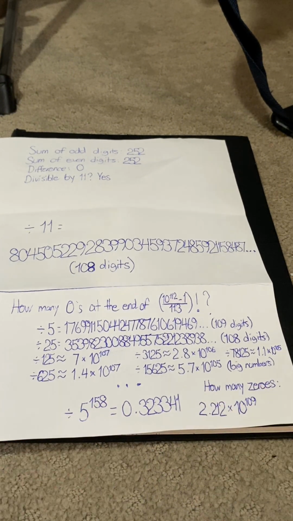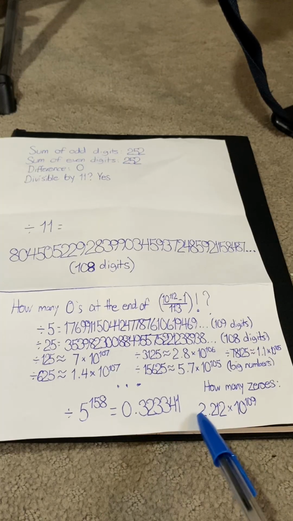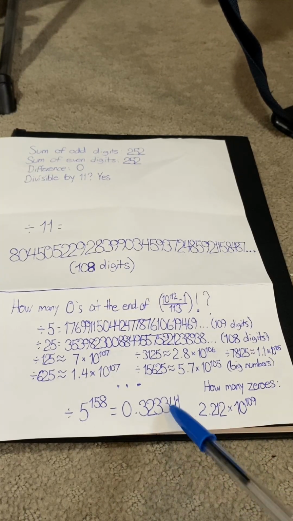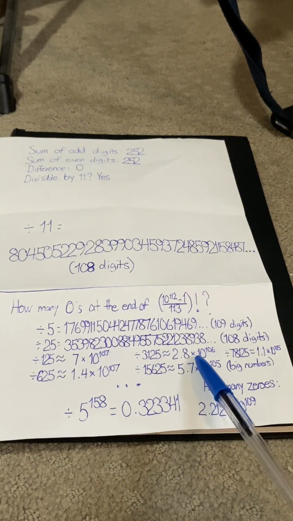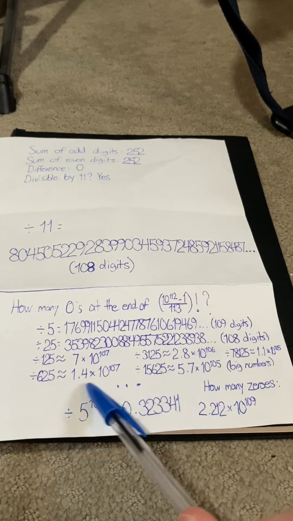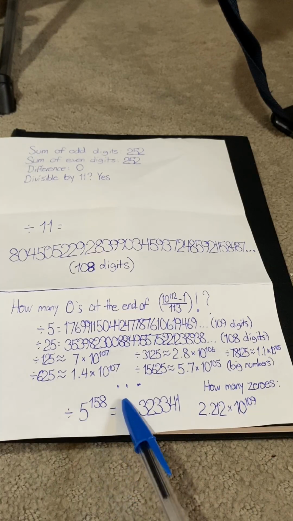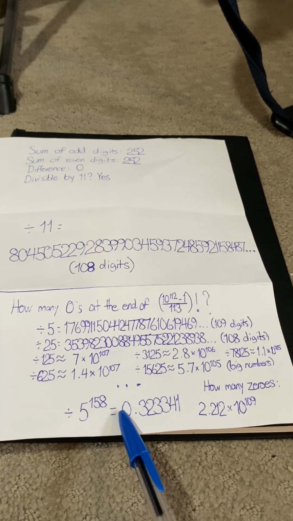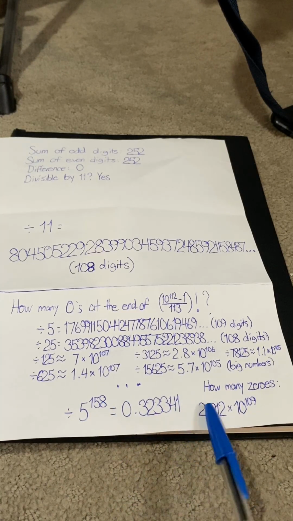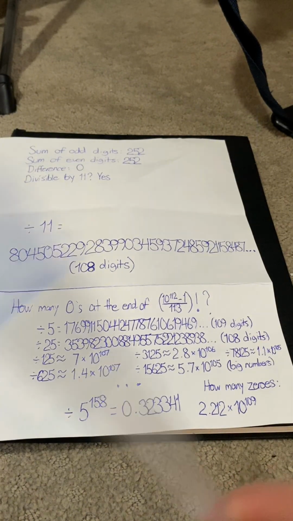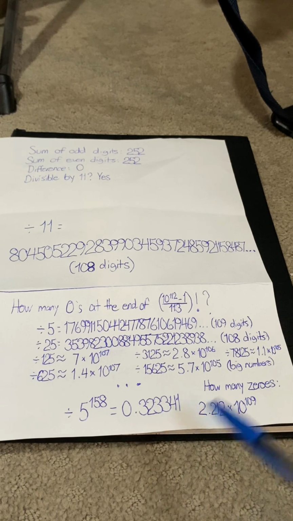So, this number has this many zeros at the end of its factorial. And we're going to have to prove that by showing you this. You're going to have to divide by greater powers of 5 until you get to 5 to the 158th power, which is 0.323341. So you discard the decimals of all of these numbers and add the whole numbers together.